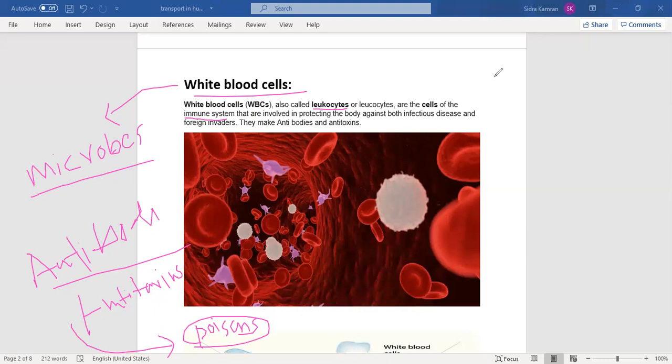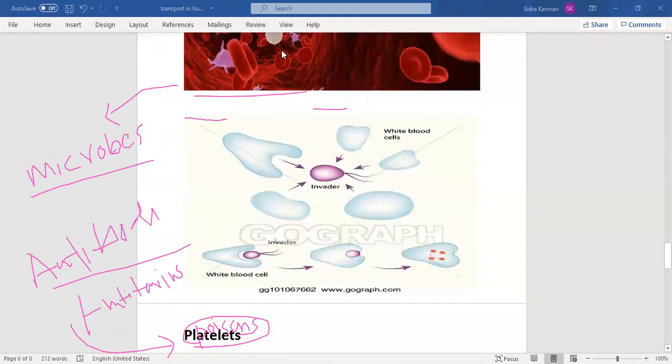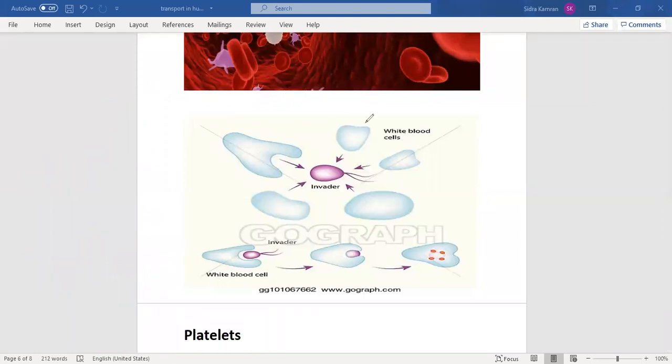How does it work? Here you can see, these are the white blood cells in the blood. Here you can see how white blood cells work. These are the white blood cells. All the white blood cells surround the microorganism, this invader who entered our body through our mouth, through our nose, through our wound. So these microorganisms, these invaders, are surrounded by the white blood cells.